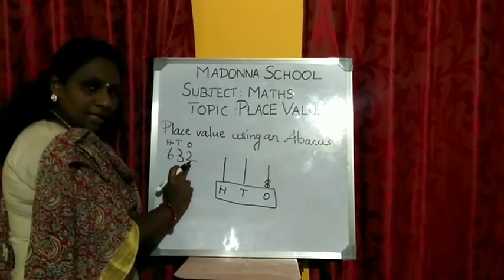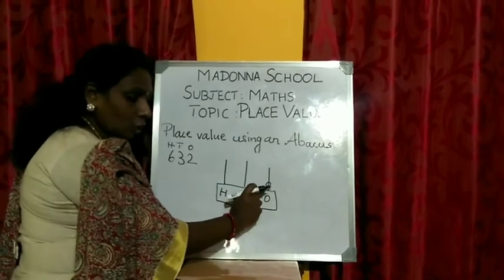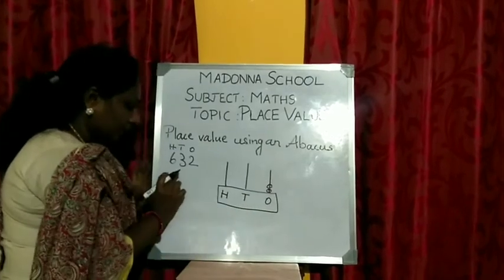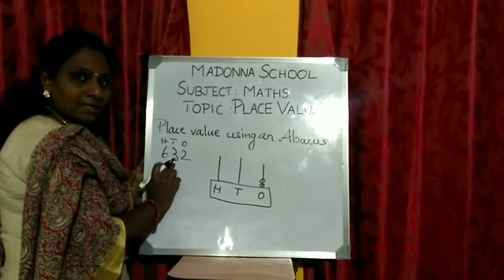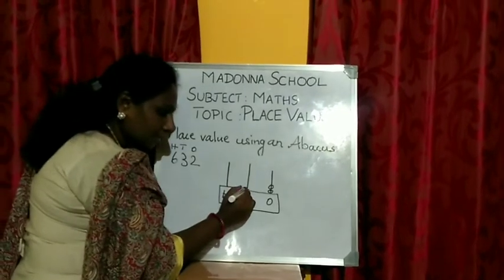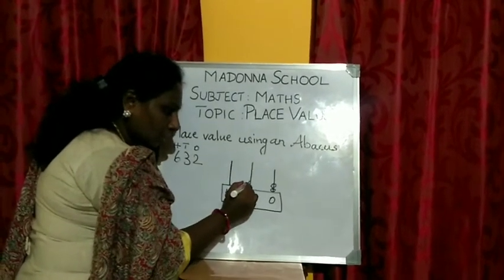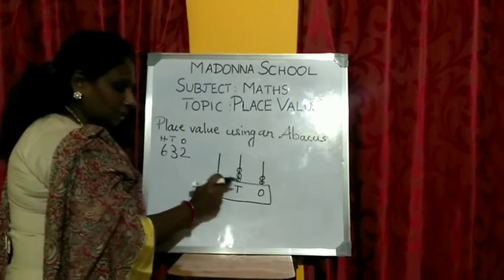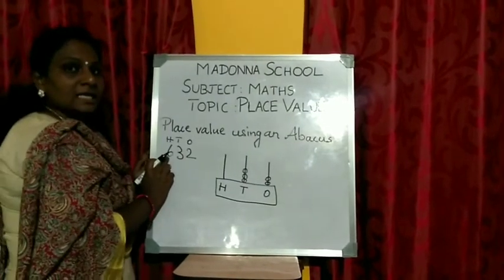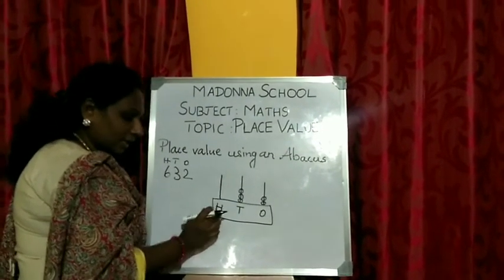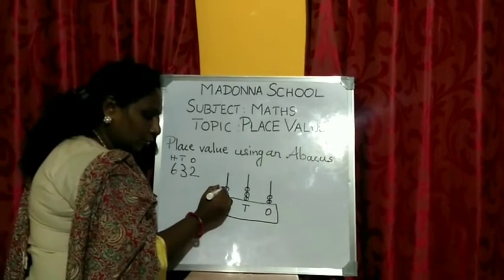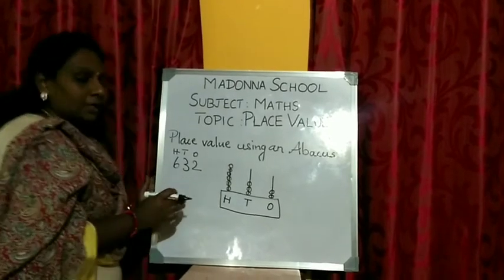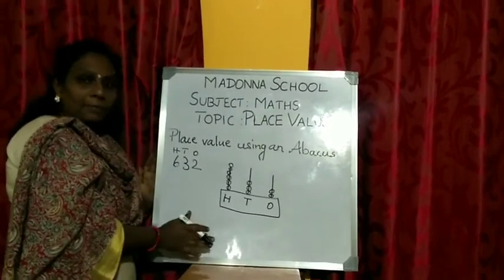Okay. In ones place what is the number? 2. Same way in ones place how many beads should you draw? 2 beads. Here I have drawn 1, 2. Next, in tens place what is the number? 3. So in the tens rod you have to draw 1, 2, 3. How many beads should you draw, children? 3 beads. Okay. In hundreds place what is the number? 6. So how many beads should you draw in the hundreds rod? 1, 2, 3, 4, 5, 6. Okay. This is how we have to write it in the abacus.